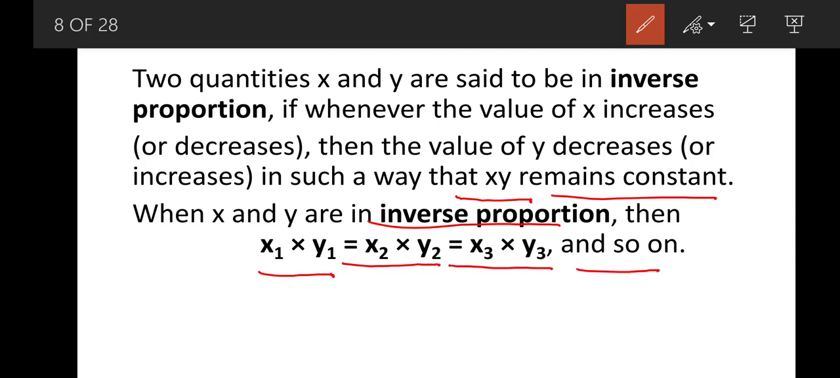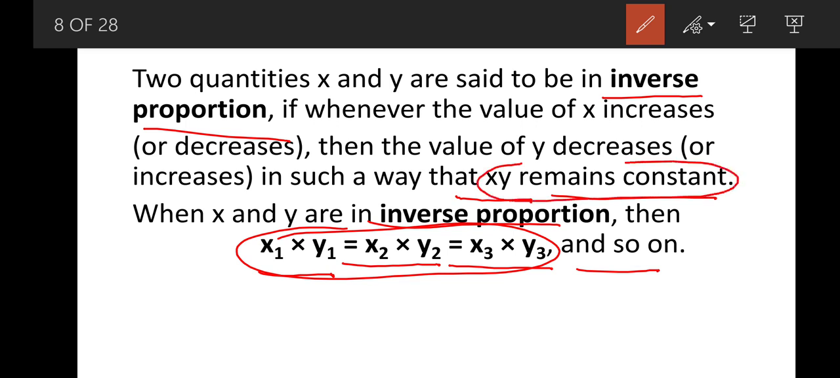You must have observed that in direct proportion or in direct variation, we have used the relationship that is x1 over y1 is equal to x2 over y2. But when two quantities are in inverse proportion, then we need to use this relationship, that is x1 y1 is equal to x2 y2 is equal to x3 y3. Likewise, it means xy should remain constant, but in case of direct proportion, x over y should remain constant.